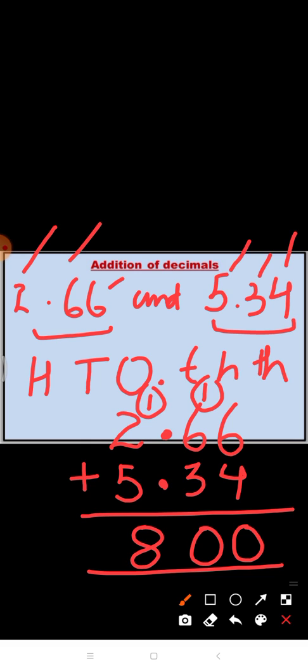So here students, next step is put the decimal point in the answer. It will be in the same place as in the numbers above it. So here I'll put the decimal point. So the sum is 8.00. Now students, I hope this is clear. Now let's try another example.